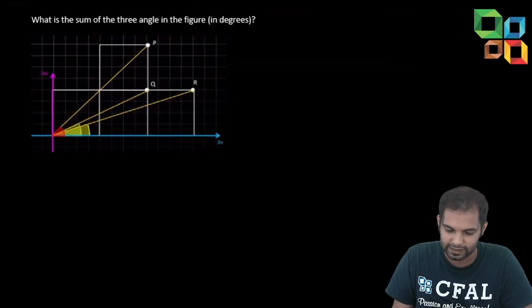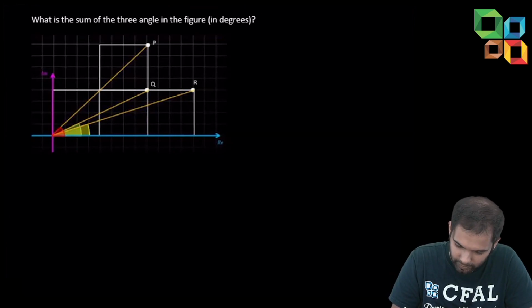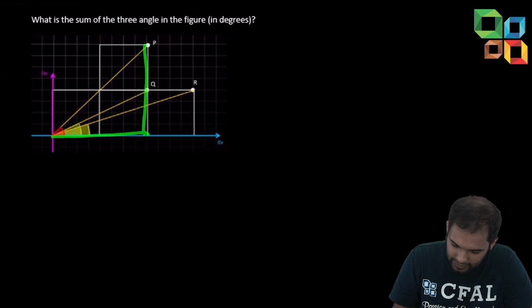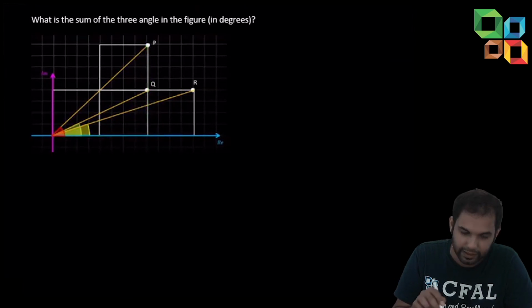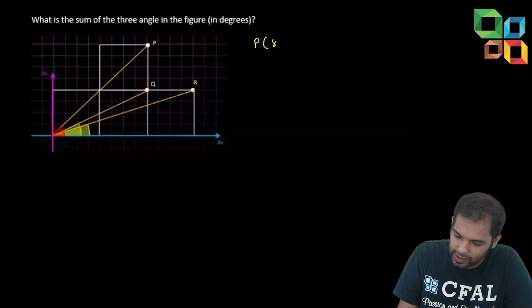We have to find the sum of the three angles in the figure. One of the methods is to find by units. Yes, this is correct. For P, probably you have to guess. There are 8 units here and 8 units here. Let me write down the points. Let me write down what is P: 8 real units and 8 imaginary. So this will be P.